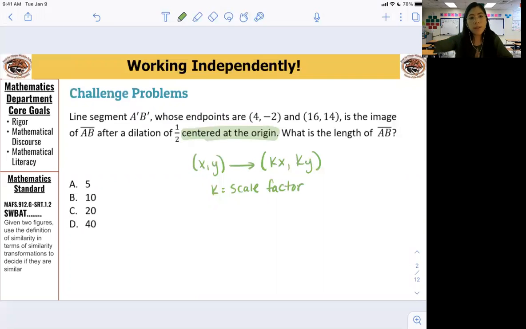Okay, then it's saying that line segment AB prime has endpoints at 4, -2 and 16, 14. And there was a dilation of 1/2. So the scale factor was 1/2. Okay, so a couple of different ways to do this. It's asking us what is the length of AB. So let's hear some strategies. What is one way that I can figure this out?